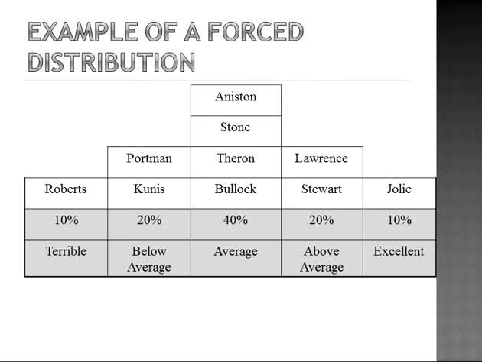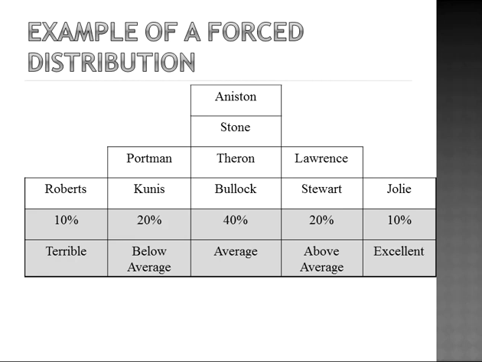And then we go to the left, we look at Portman and Kunis, 20%, that's below average. Then we go to the right of average, we have above average then, Lawrence and Stewart at 20%. And then looking at the far left, we have Roberts, terrible, 10%, and then Jolie, excellent, 10%. So what we've done, we have forced a distribution. So here it is a performance appraisal method, again, in which a predetermined percentage of employees are placed into a number of performance categories. We force it.